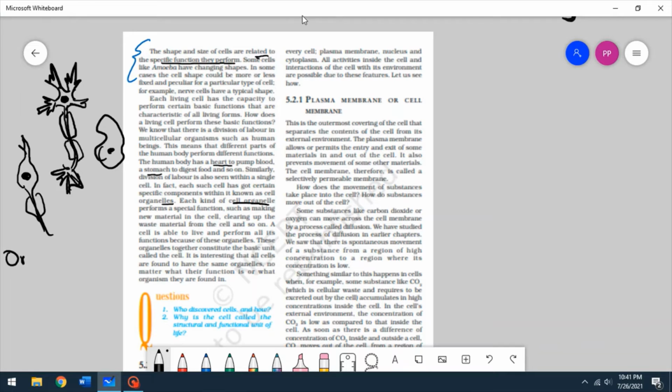So, an organism is made up of many cells, and a cell is made up of many cell organelles. Okay? So, in between here, there are many other subdivisions, but it's just a basic overview. There are tissues, organs, organ systems, all of that. But this is just a basic overview. Many cell organelles make up a cell. Many cells make up an organism. Alright. So it is interesting that all cells are found to have the same organelles, no matter what their function is or what organism they're found in.